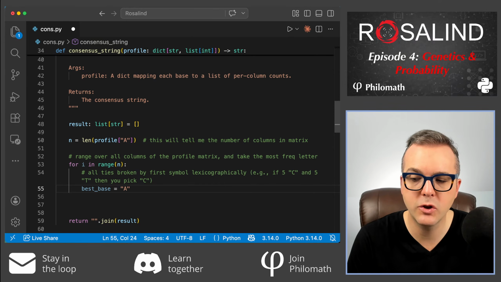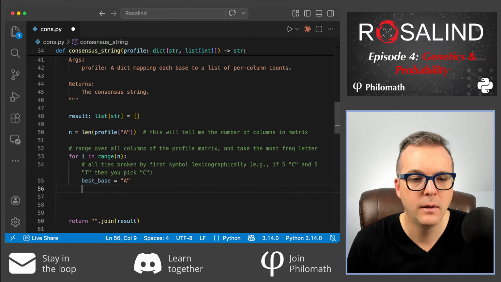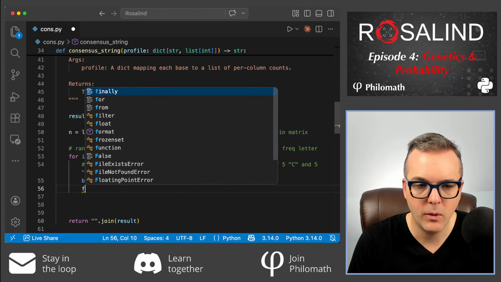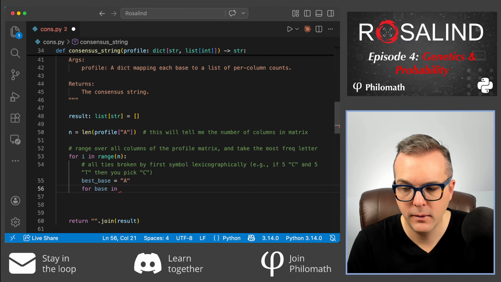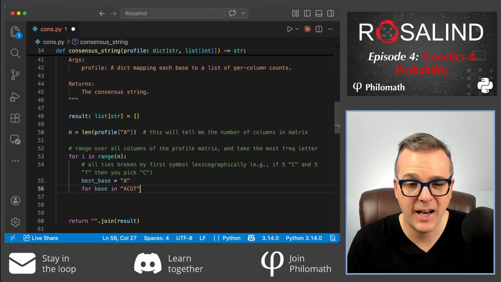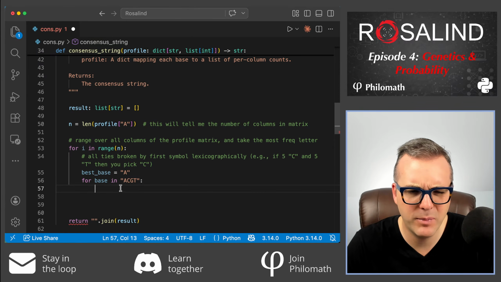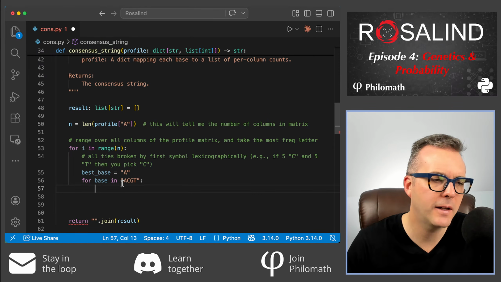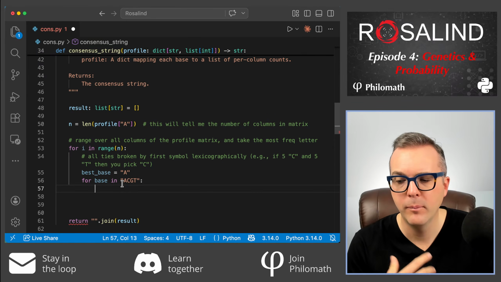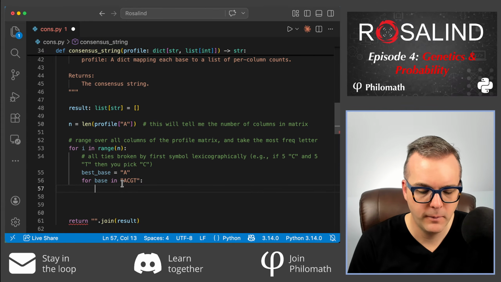And then I'm going to range over all of the bases. So for base in ACGT. And I actually don't need to range over all of them. I guess I could just range over C, G, and T, but that's going to look kind of weird. So that's an optimization I could do later. But I'm going to range over all the other letters.